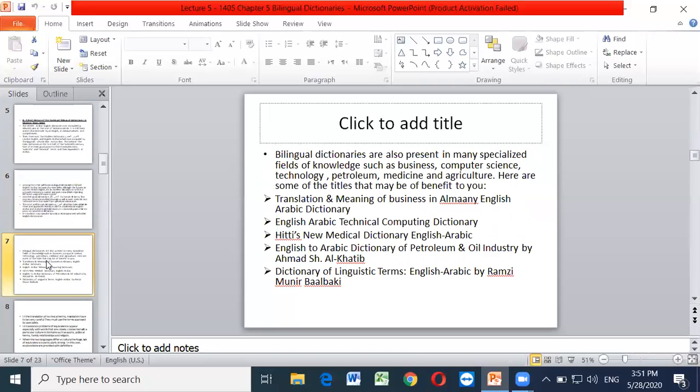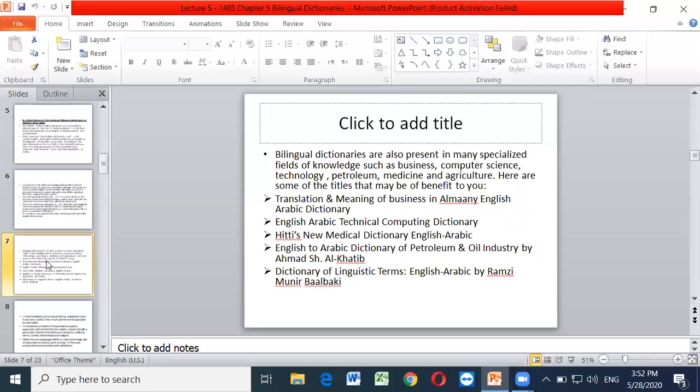Bilingual dictionaries are also present in many specialized fields of knowledge, so that there are specialized dictionaries, such as business, computer science, technology, petroleum, medicine, and agriculture. Here are some of the titles that may be of benefit to you.